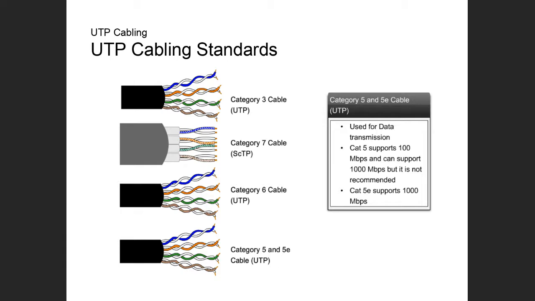Category 5 was the next standard, which is what our lab is currently wired with to the college internet system, to the college local area network. And that's fine for up to gigabit speeds. All our workstations in the labs are connected at gigabit speeds to the college's production network. But if you're doing new wiring today, you're going to use Category 6 or Category 7 cable to get the higher speeds and sort of future-proof yourself against whatever technology may come in the future.